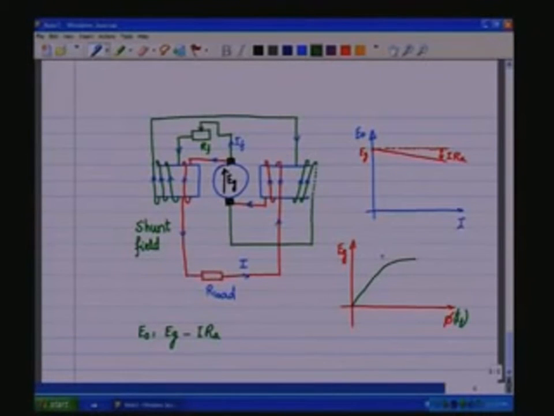Now, if the flux, let us say at this flux phi 1, we get some value of Eg, let us say Eg 1. At a slightly higher flux, we will get Eg 2, and if this Eg 2 compensates for the IR drop, then the output voltage E naught will be the value Eg itself, because the flux has now increased with the increased load.